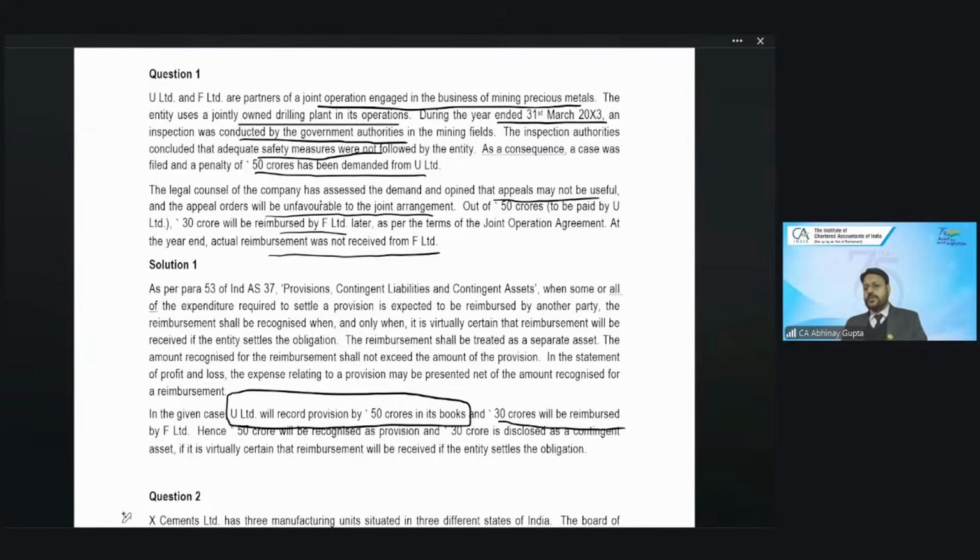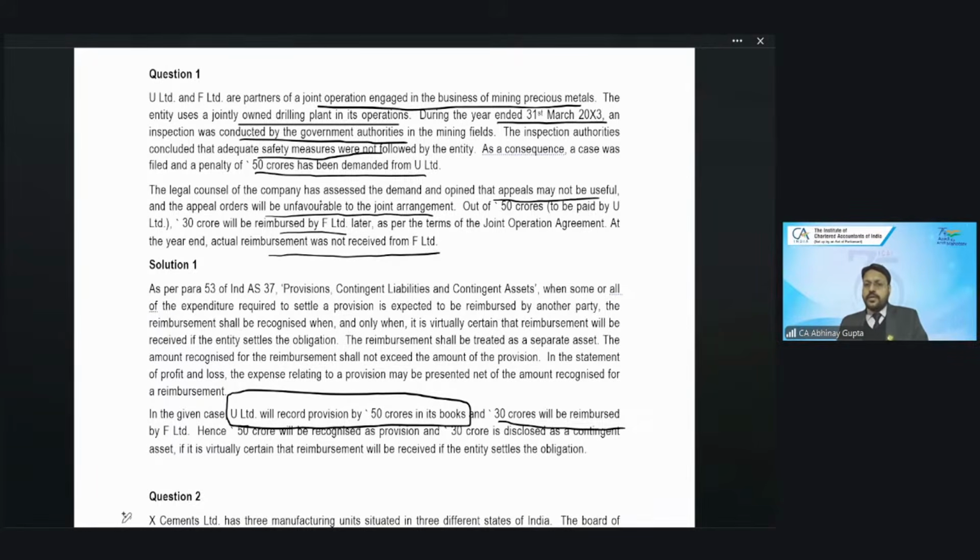Correct. Because reimbursement is neither received nor has F Limited confirmed that they will be discharging this, it is not yet the case that the contingent asset is no more contingent and is an asset. So until then we will continue to disclose it as a contingent asset in the books of U Limited, right? Because the 30 crore is less than the 50 crore original provision, the 30 crore contingent asset can be disclosed easily.